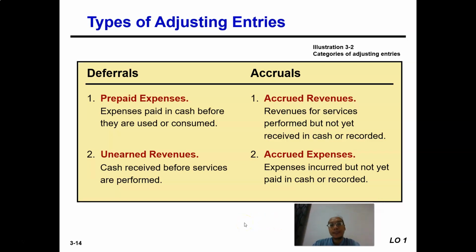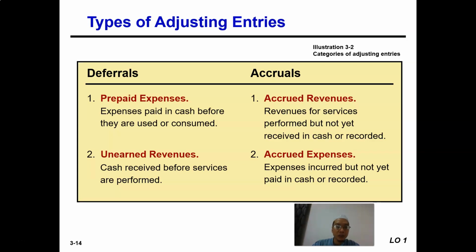After understanding why we need to do adjusting entries, we will look at the types of adjusting entries. There are two major types of adjusting entries. One is called deferrals and one is called accruals. The difference between the two is in terms of when the cash occurs, the relative position between cash and the recognition of expense and revenue.